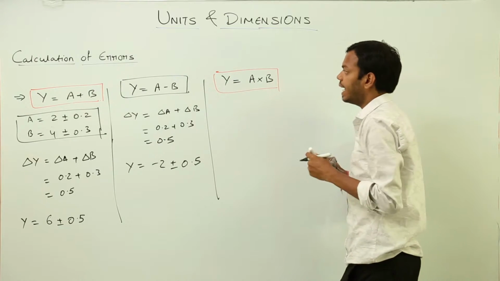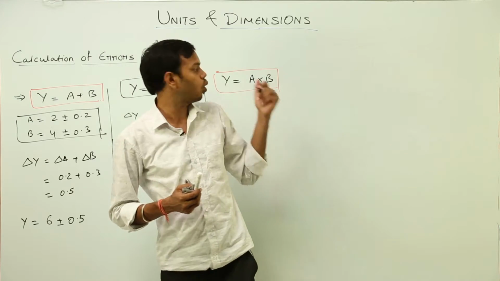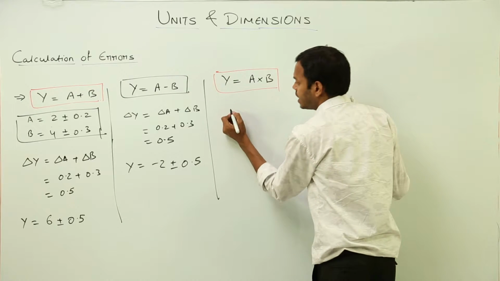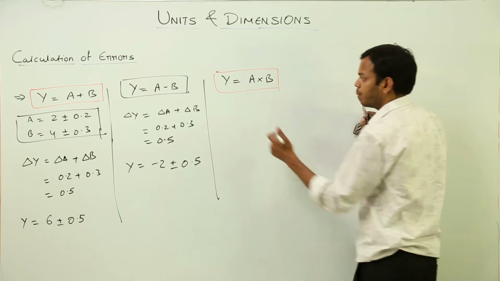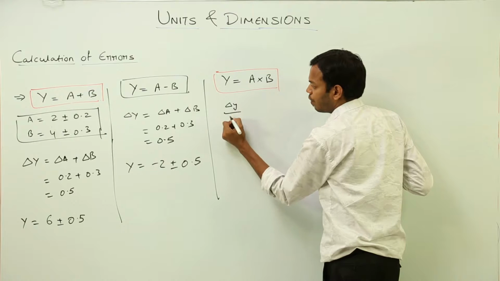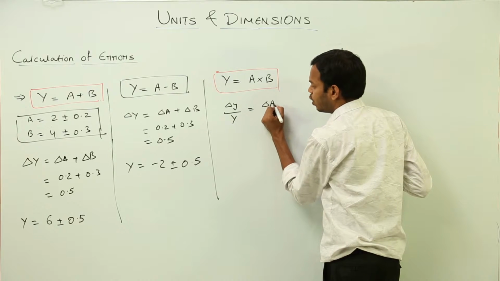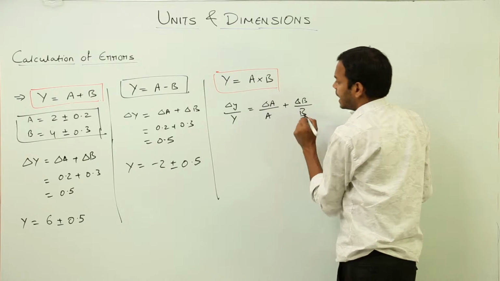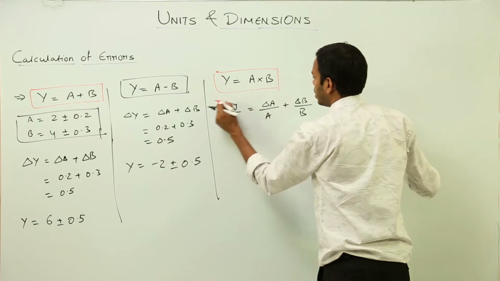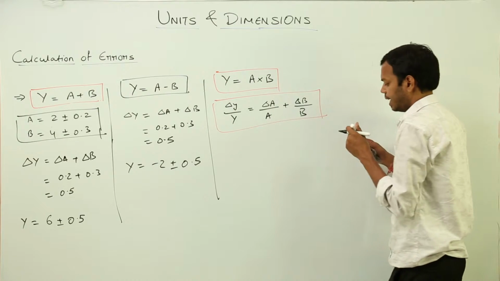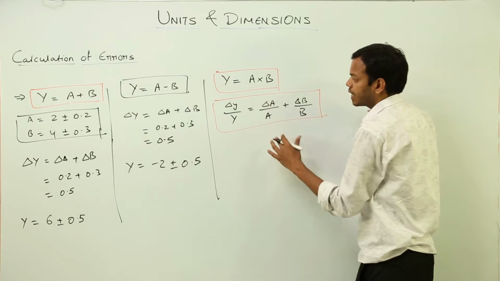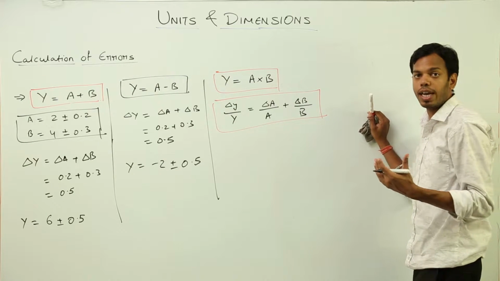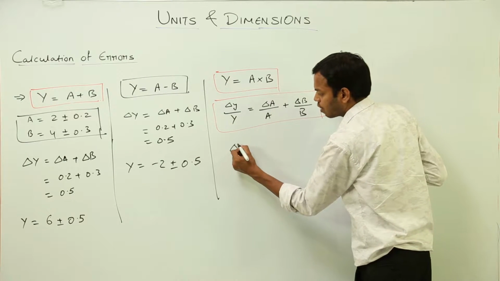Now to find the error in the whole equation, that is, I want to know the error in y, the format of the answer would be in this way: delta y over y will be equal to delta a over a plus delta b over b. This expression will be used to find the error in the main value. For example, here what is delta y? Delta y is the main error in y, which I don't know, so I have to calculate it out.